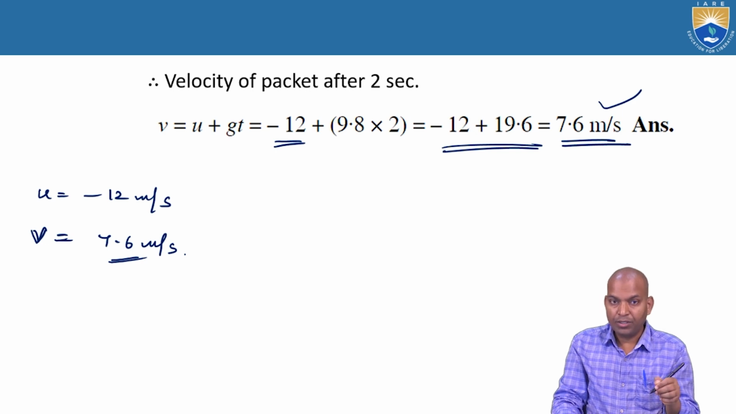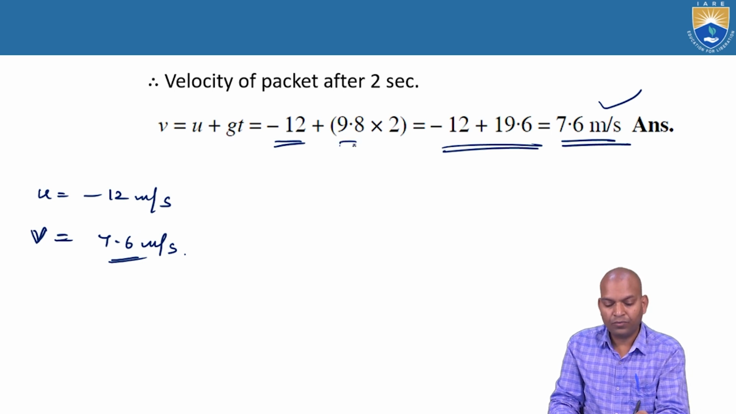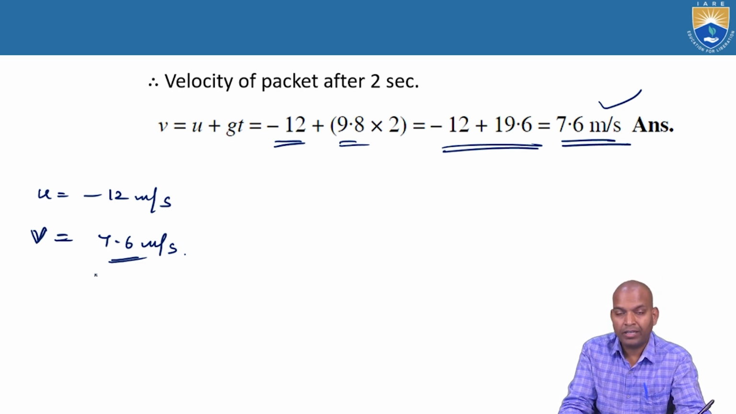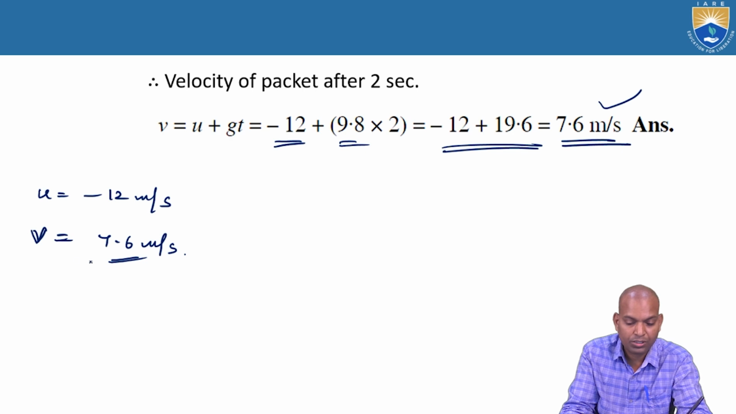Okay. Why is it becoming reduced? Because here the gravitational force is acting. This gravitational force is affecting it, that's why the final velocity is reduced, that is 7.6 meter per second.